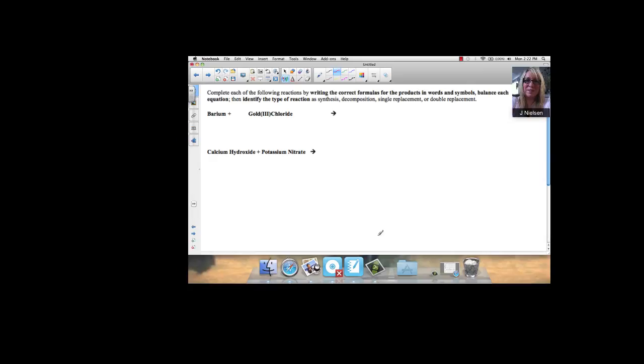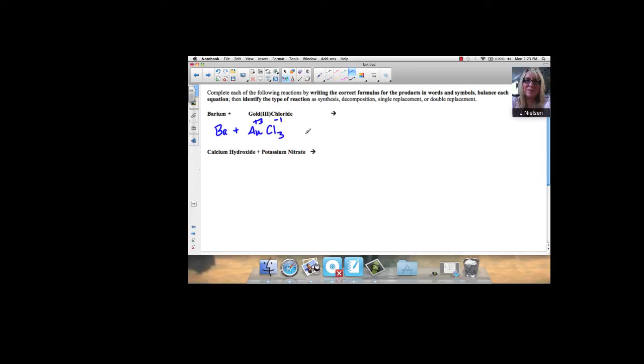Complete each of the following reactions by writing the correct formulas for the products in words and symbols. Balance each equation, then identify what type of reaction it is. So we've got a whole lot going on here. Barium is Ba plus gold 3 chloride. Well, the symbol for gold is Au. The Roman numeral tells us it's plus 3. And Cl is for chlorine, and it's minus 1. So when I drop and cross, this becomes AuCl3.